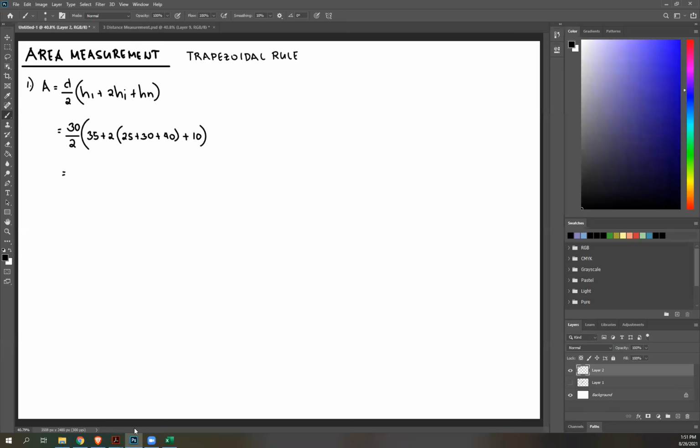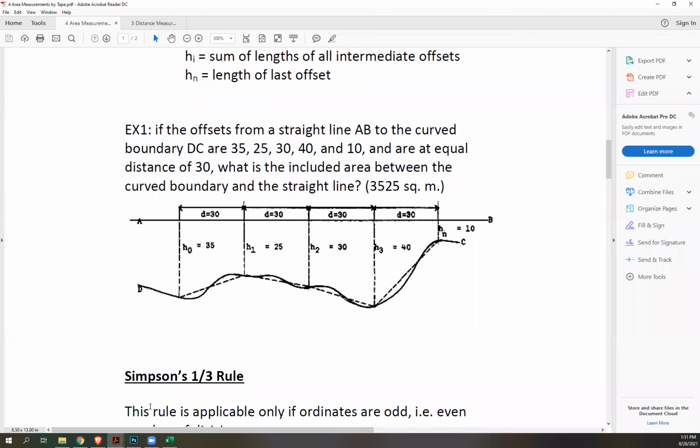Okay, so 3525. There's no units given, I believe.